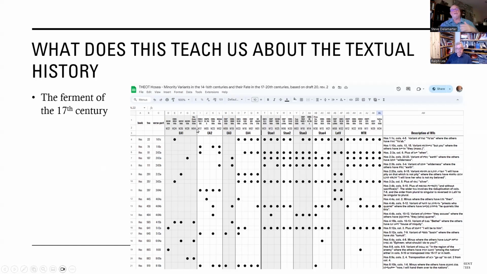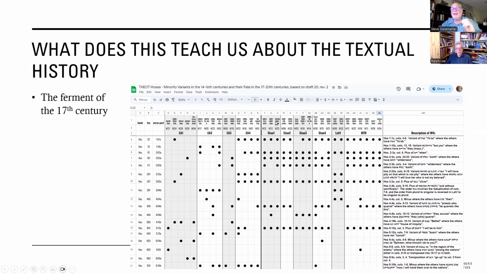So what does this teach us about textual history? The second part of that question is, it bears witness to, it documents the tremendous ferment that's going on in the 17th century. As we look at the extant manuscript tradition, the dendrogram shows very clearly there's some big thing that happens in the 16th century. The text form that exists up to the 16th century is one thing, and then it's 15% different after the 17th century, the 17th century and following.